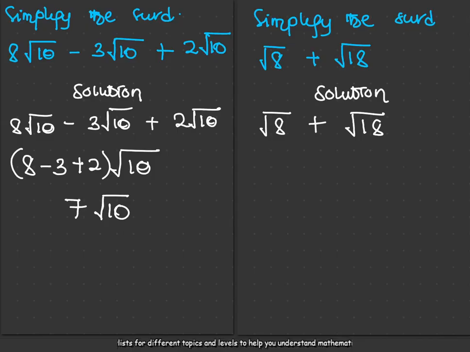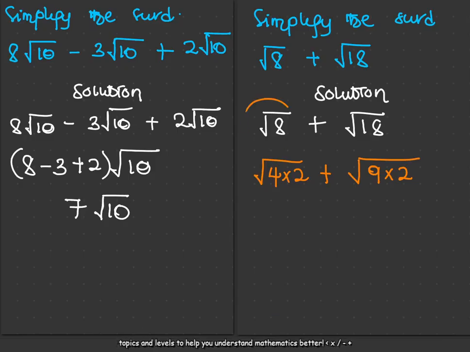Yes. So root 8 can actually be written as the square root of 4 times 2, because we know 8 is equal to 4 times 2. Then plus the square root of 18, which can be written as 9 times 2. What we are trying to do is simplify them, because these are not in the simplest form you can write these expressions.